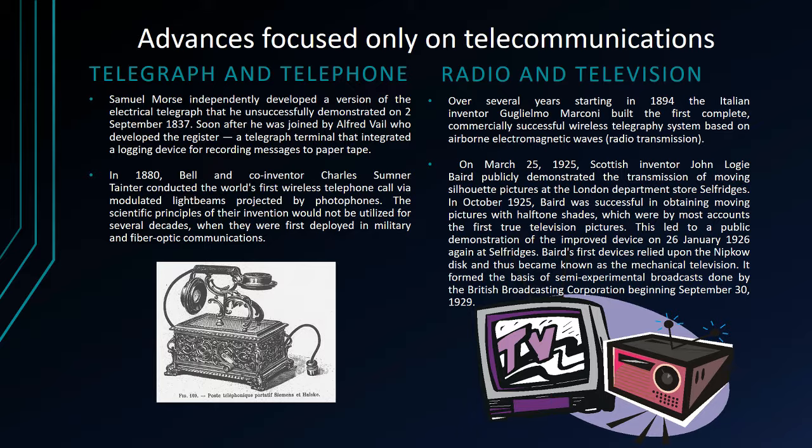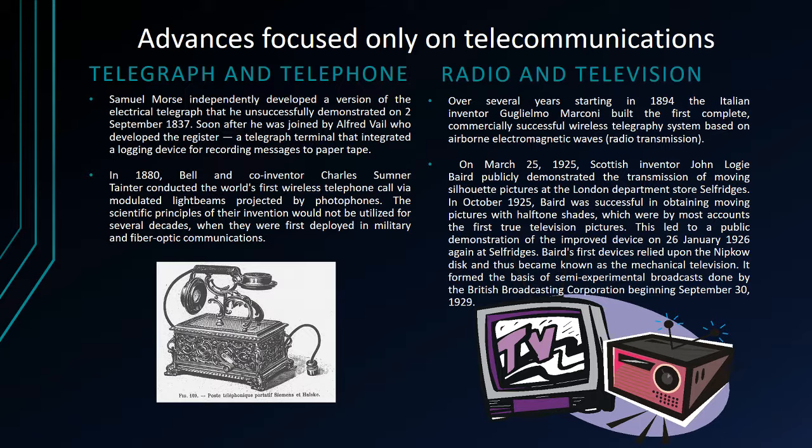This led to the public demonstration of the improved device on 26 January 1926, again at Selfridges. Various first devices relied upon the Nipkow disc and thus became known as mechanical television. It formed the basis of semi-experimental broadcasts done by the British Broadcasting Corporation beginning September 30, 1929.